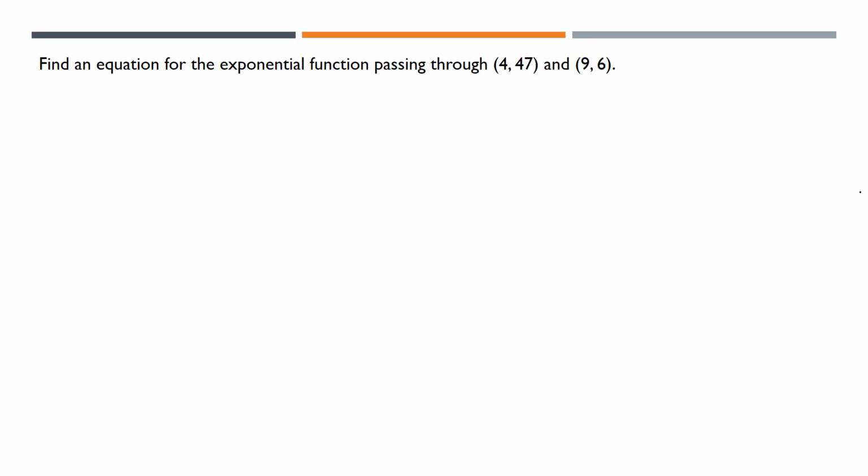I think we should try that one more time. Let's find an equation for the exponential function passing through (4, 47) and (9, 6). This is an exponentially decreasing function, right? So we're going to expect that our value of b is a positive number between 0 and 1. Again, I don't have my a value or my y-intercept, but I can plug each of these in as a solution (x, y) to the equation y equals ab to the x and come up with a system of equations.